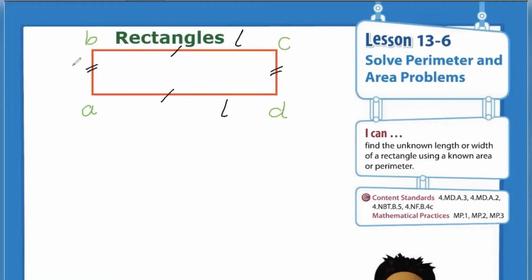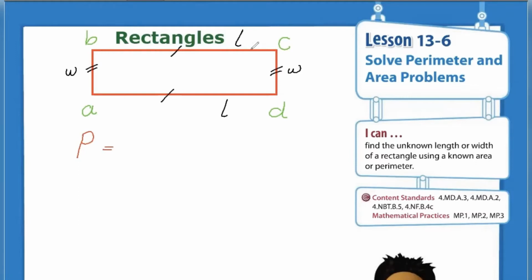And since we have here the short side, I will put width. So we have two width and two length. What's this, teacher? This is called the rectangle. To find the perimeter, P, I have to find the distance around the outside of the shape.